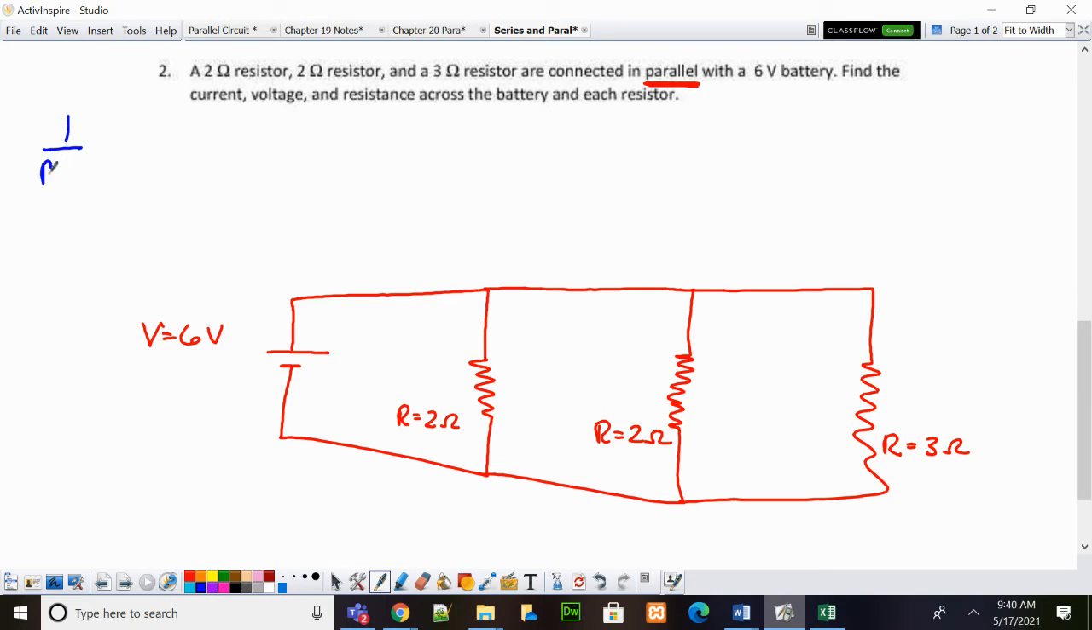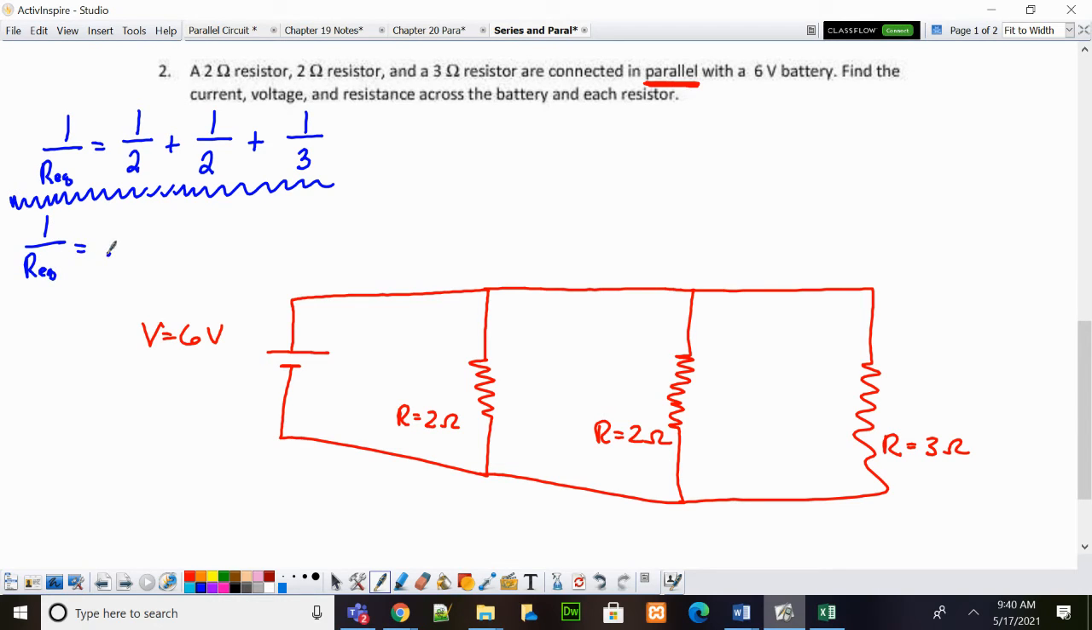So 1 over the equivalent resistance is equal to 1 over the resistance of the first, which is 2, plus 1 over the resistance of the second, which is also 2, plus 1 over the resistance of the third component, which is 3. I like to change these to decimals. If you like working with fractions, great. You're more than welcome to continue to work with the fractions. I'm going to say 1 over the equivalent resistance is equal to 0.5 plus 0.5 plus 0.3 repeating.